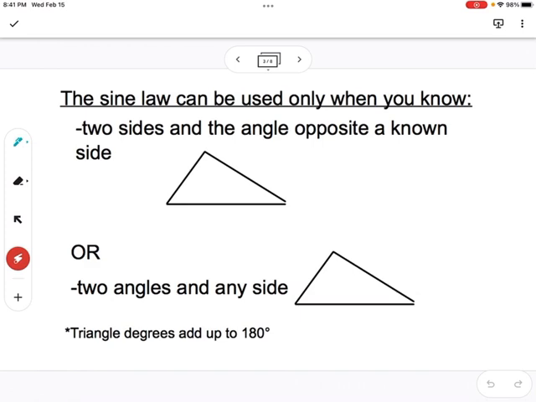The sine law can be used only when we know two sides and the angle opposite a known side. So if we know this side and this side, then we would need to know an angle that is opposite of the sides, so either this angle here or this one here, like so. Other option, or two angles and any side.